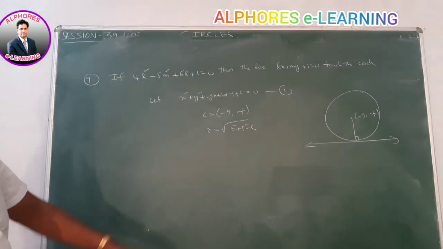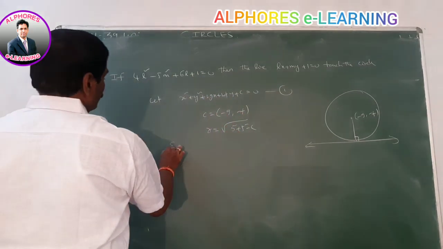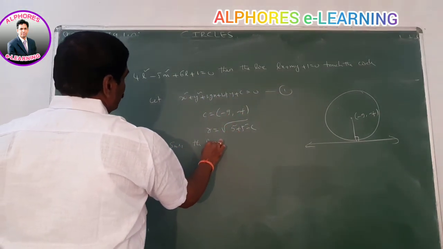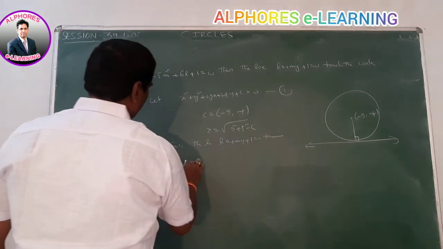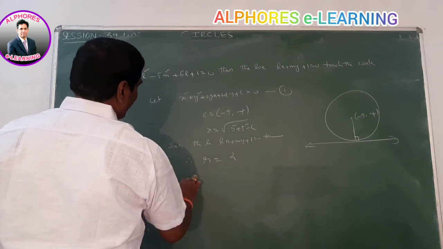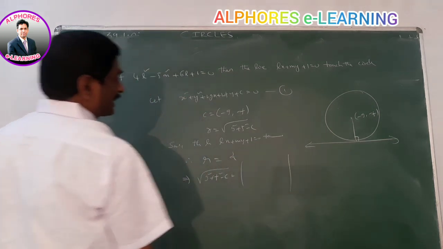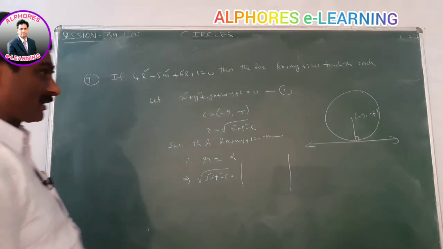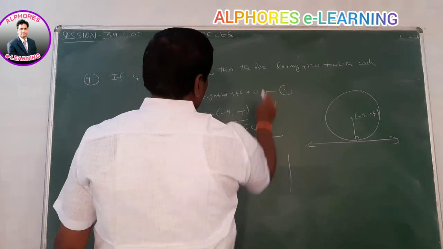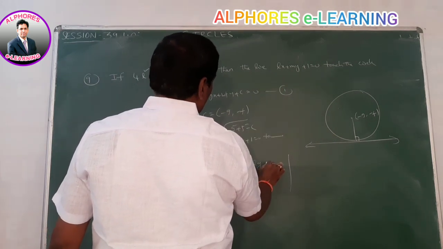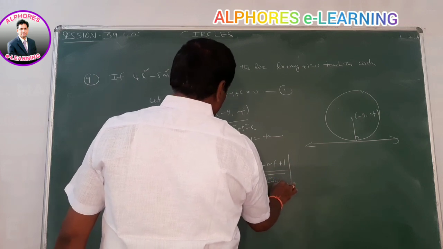Since the line Lx + My + 1 = 0 touches the circle, therefore r = d. The radius is √(g² + f² − c), and d is |ax1 + by1 + c| / √(a² + b²). Here the center is (−g, −f), so d = |−Lg − Mf + 1| / √(L² + M²).